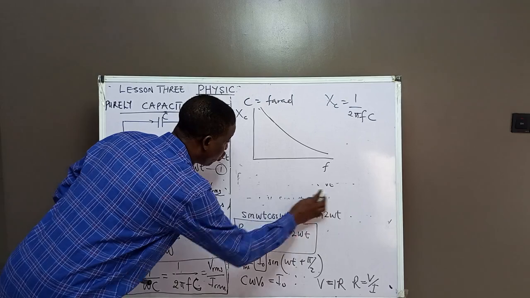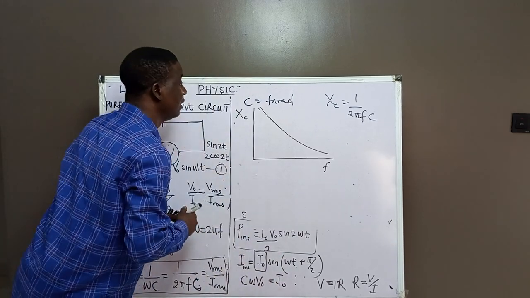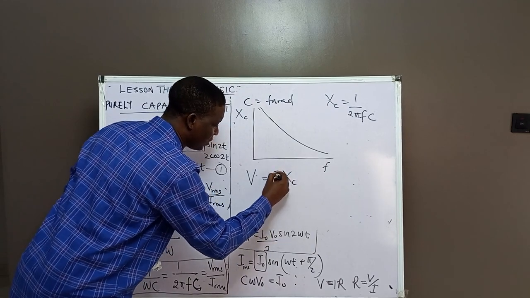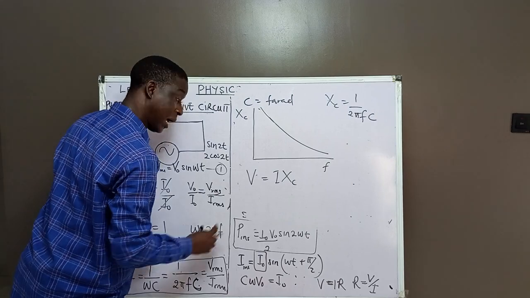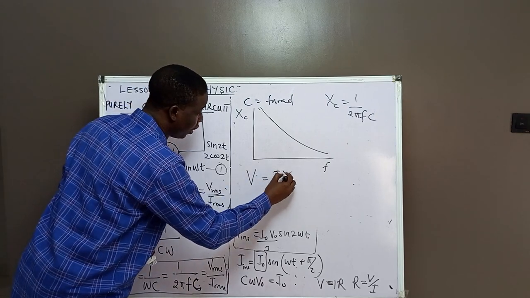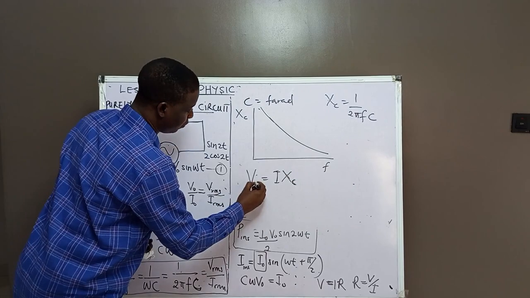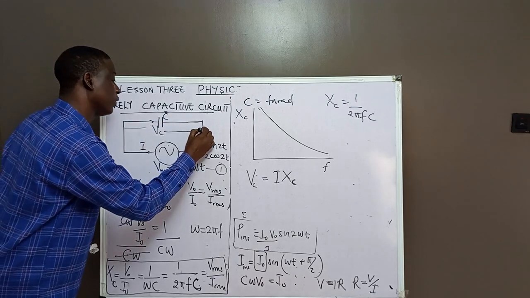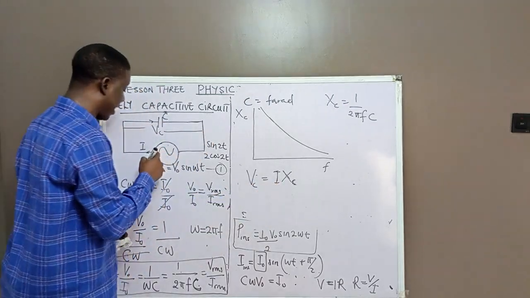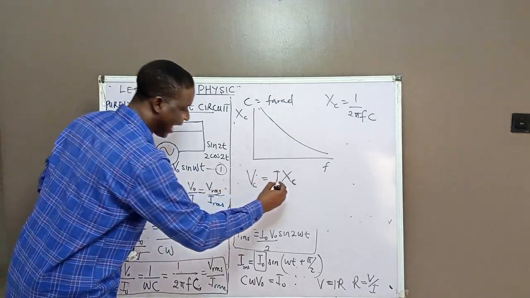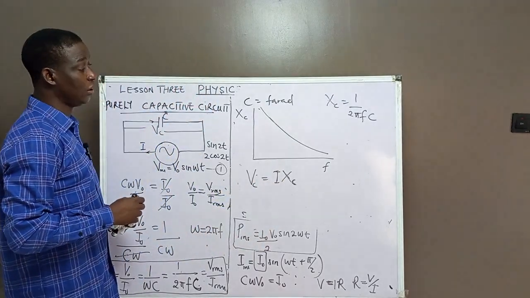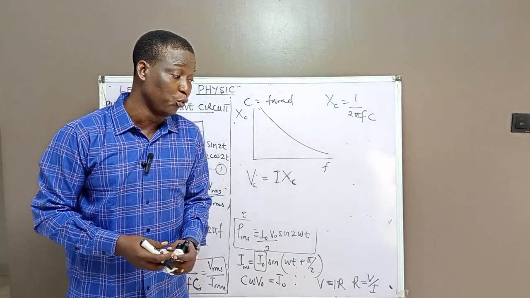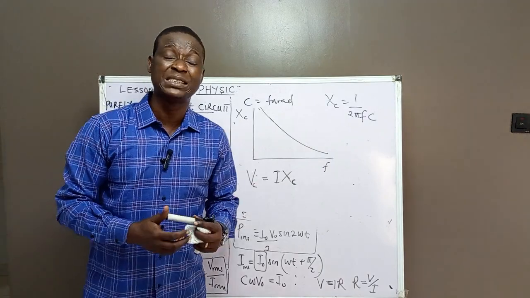Then the last one, according to Ohm's law, is V equals IR. But in this case, we are going to use XC. V equals I XC, which is the voltage across the capacitor. The voltage across the capacitor is equal to the current that will be supplied times the reactance across the capacitor. So with this understanding, I don't think you should have a problem with this capacitive circuit.